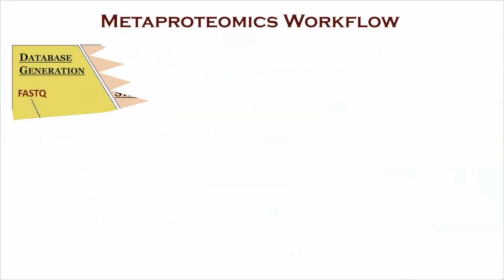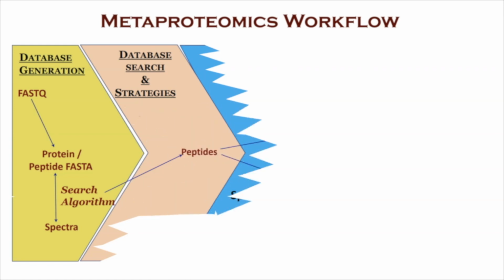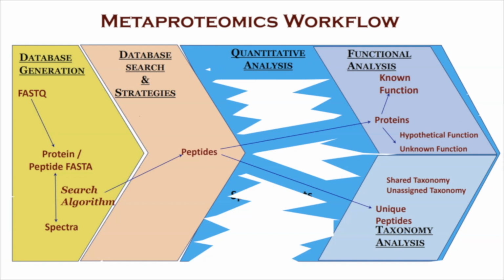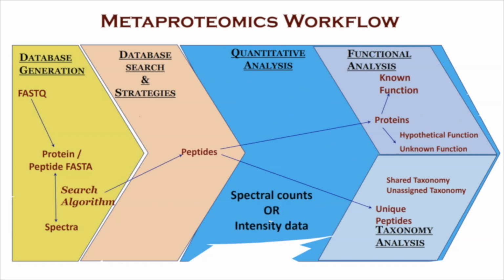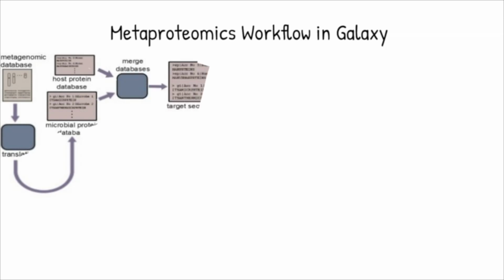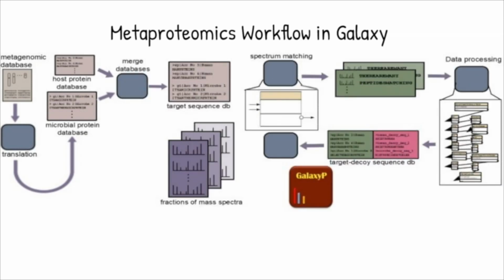A successful metaproteomics workflow involves many data processing steps, such as database generation, peptide spectral matching, taxonomy analysis, functional analysis, and quantitation. This requires software from disparate sources to integrate metagenomic sequencing data with metaproteomics data. We have developed workflows for processing and integrating metagenomic and metaproteomic data. Galaxy provides a powerful environment to implement and combine these software.